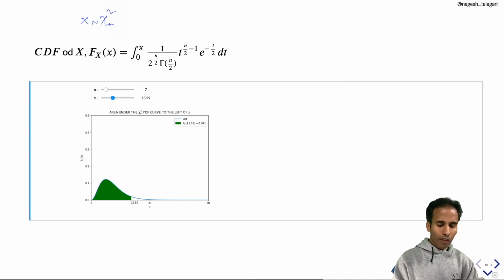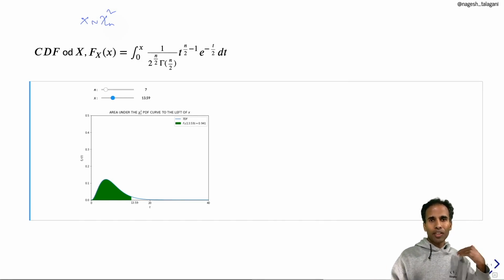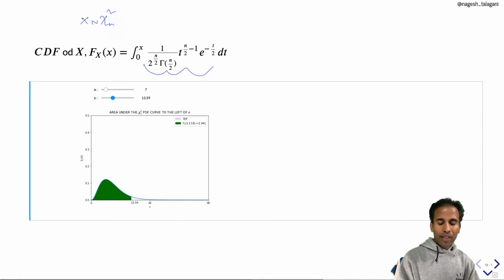The CDF of x, what is the CDF of x? We integrate the PDF from minus infinity to x, but here the support of the chi-square distribution is only from 0 to infinity. Here we are integrating the PDF of the chi-square distribution with n degrees of freedom from 0 to x, which is going to be the area under the PDF curve from 0 to x.